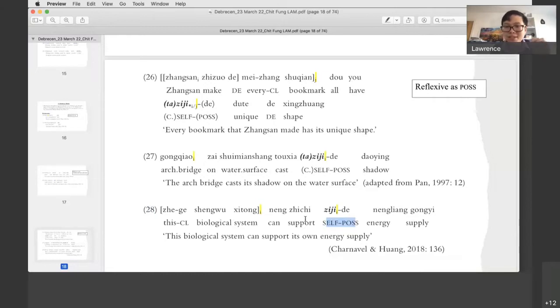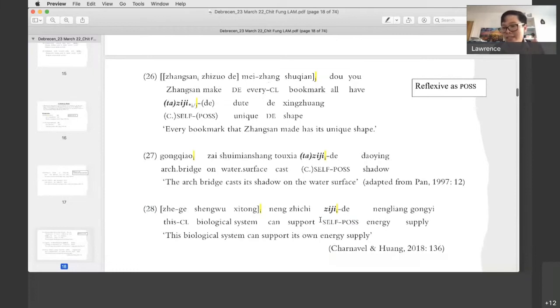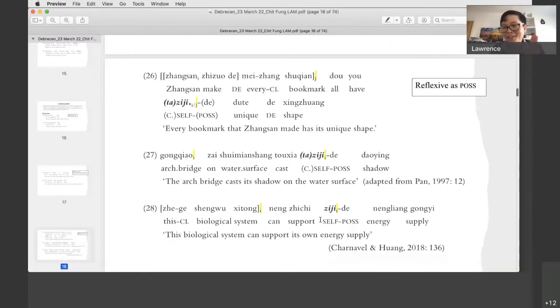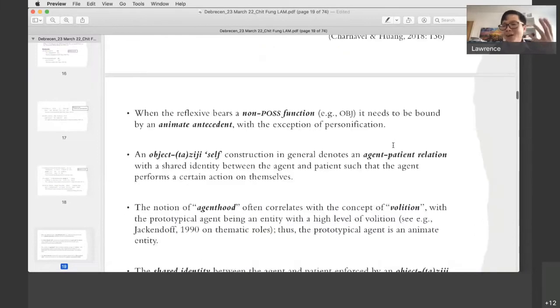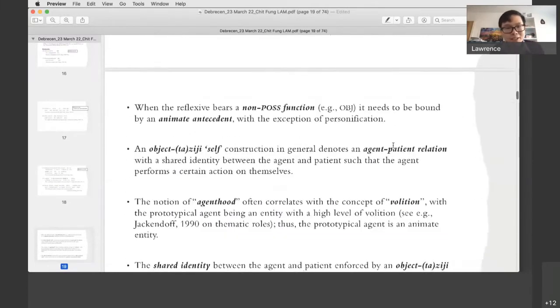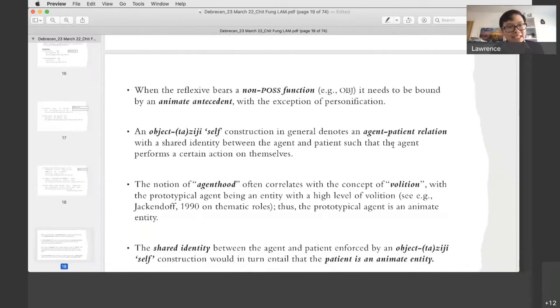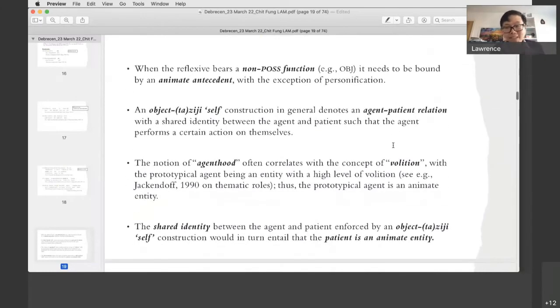So if we sort out the data, we can see why past studies keep on debating about this issue, because when the reflexive is used as a possessor function, it's true that we can refer to an inanimate entity without using any personification device like that. So why is it like this? Why is the distribution like this? I will try to explain it.